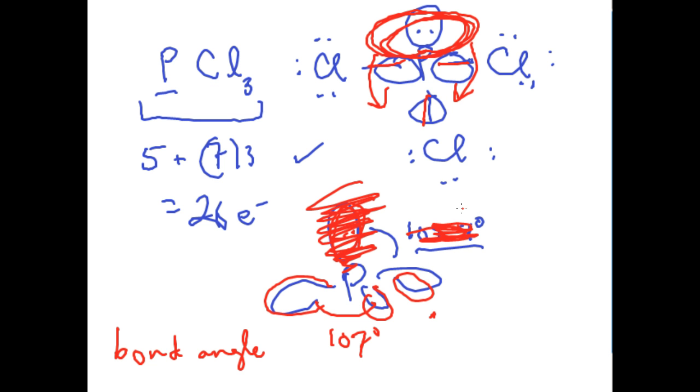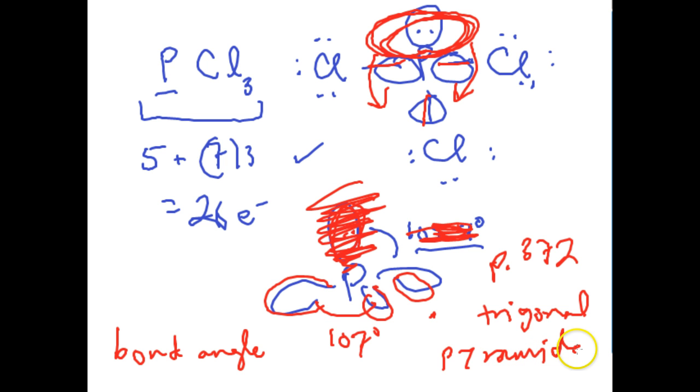That word is on page 372. Your book calls it trigonal pyramidal. It's called trigonal pyramidal because a regular pyramid has a square base and then it has the point. It's like the Egyptian pyramids, right? But this pyramid has a triangular base. There it is, the triangular base, and then it's a pyramid on top. P is at the top of the pyramid.